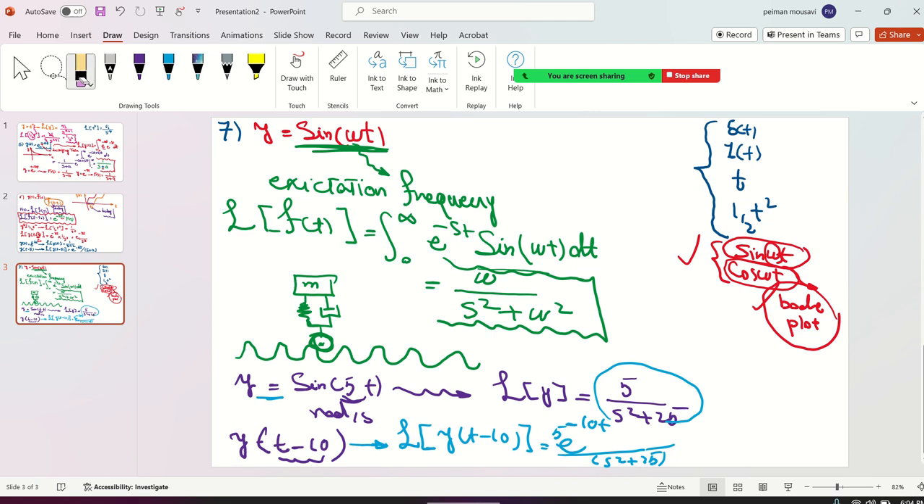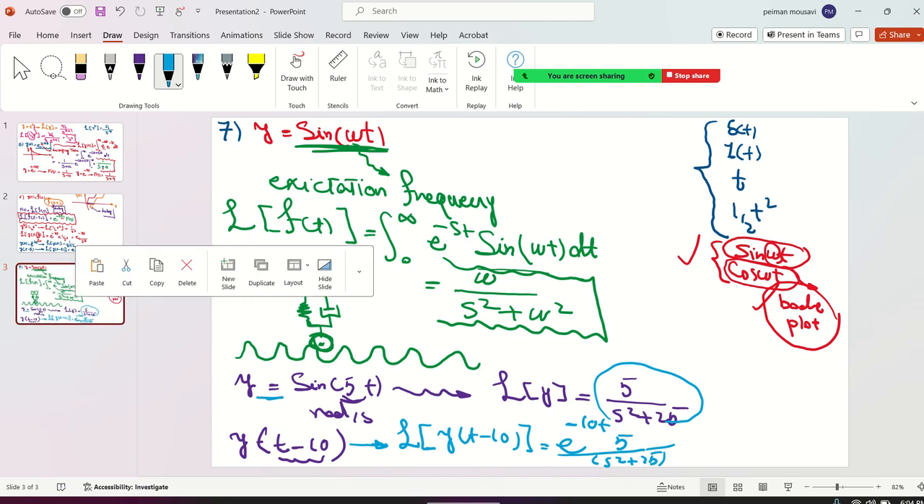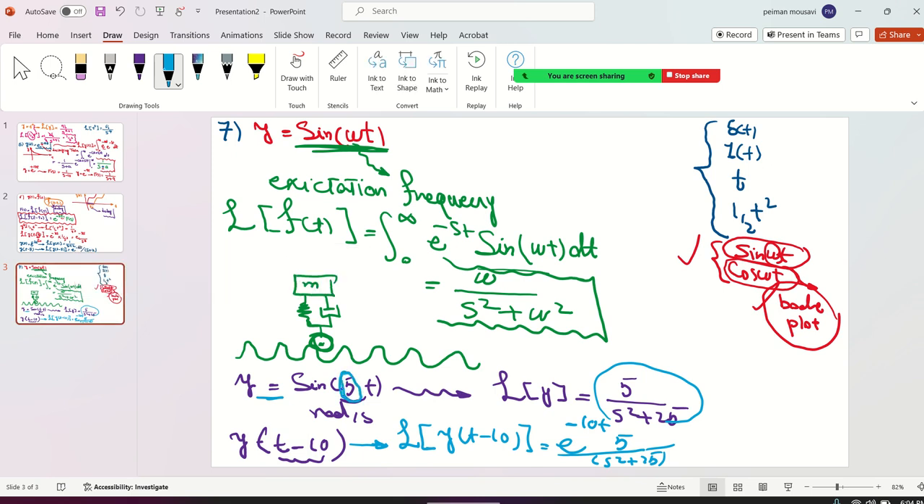Let me write it clearly because it's confusing. Here is 5. See? Interesting, right? This is the unit. A frequency unit is in radian per second, that's right? From the vibration course, or even the dynamics course, ME220. I just wrote this unit, that's right? Omega.